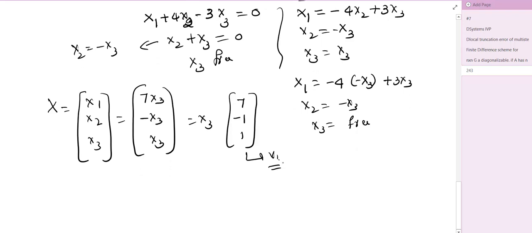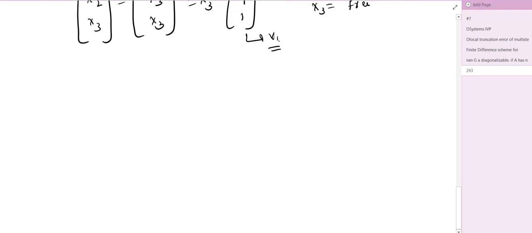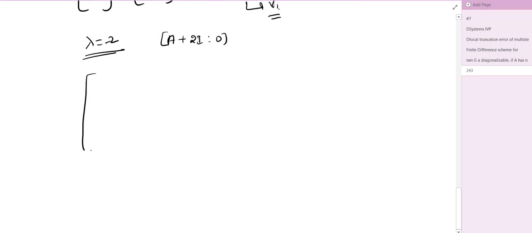Okay, so now similarly we can find out the eigenvector with respect to lambda is equal to minus 2. So when you have lambda is equal to minus 2, the augmented matrix will be A plus 2I augmented with 0. So therefore you can just take the matrix, that is 2 plus 2, 4, 3, minus 4, minus 6 plus 2 and minus 3.